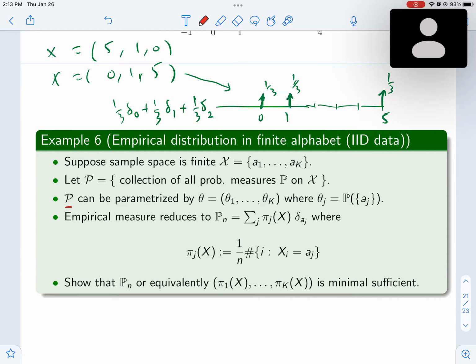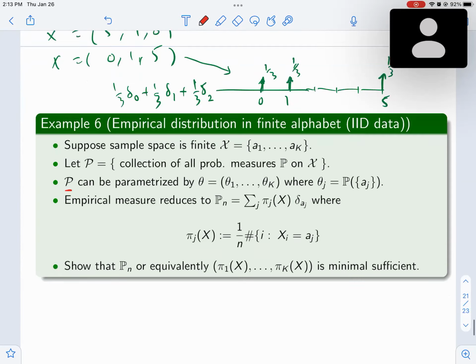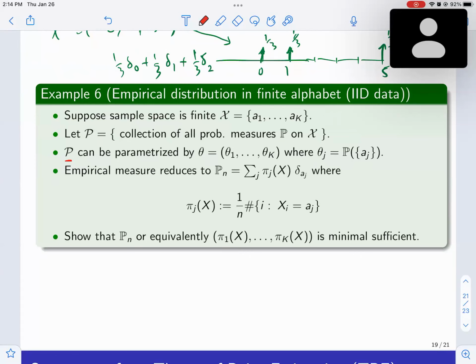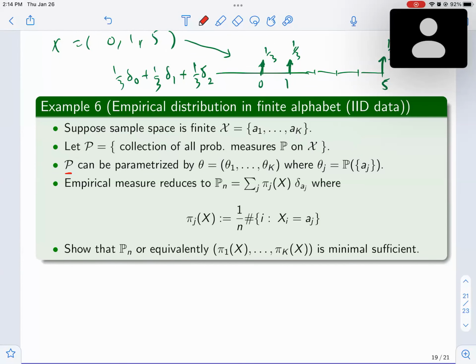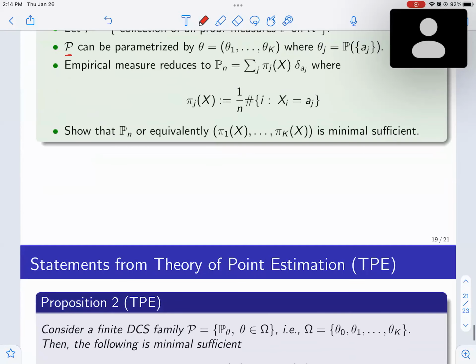So that's a little bit of a side note, but a final example on minimal sufficiency. Okay, questions? Yeah, we're going to skip this.